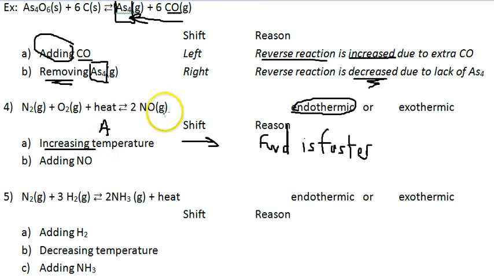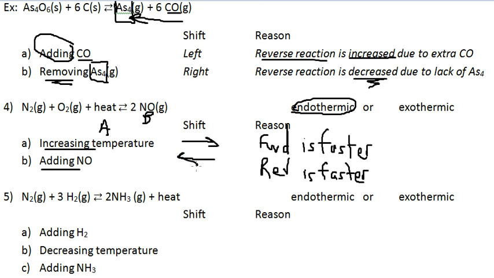When we look at part B, adding NO, we identify where the NO is. It's on the right side, which means it's going to be dealing with the reverse reaction. And again, we're adding, so we'll be faster. So if we speed up, the reverse reaction becomes dominant. That pushes us back to the left.